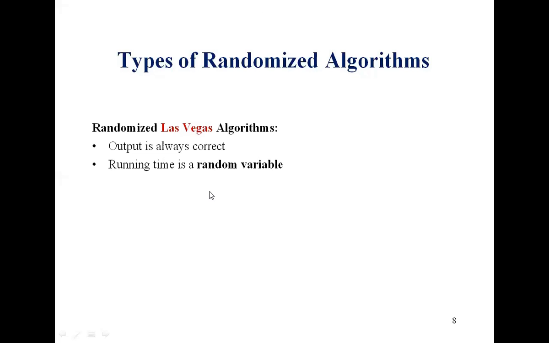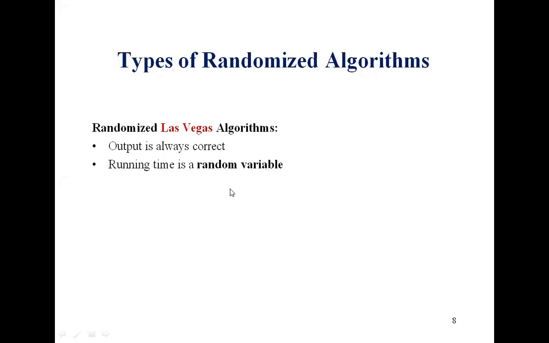Okay, the output is always correct. That means you are giving the random bits, you are giving the input to the Las Vegas algorithm, then whatever output you got, that is always the correct output. In the case of running time, it is a random variable. So whatever value you got, you can't expect, that means you can't estimate it previously.